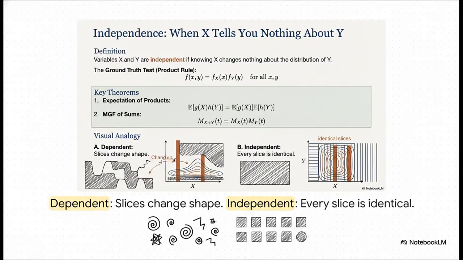Now, this slide, this is where that abstract idea just clicks. Look at the left side with dependent variables. See how every slice we take gives us a totally different shape for y? But now look at the right for independent variables. Every single slice is identical. Knowing x gives you zero new information about y. It's a perfect visual for what independence really means.